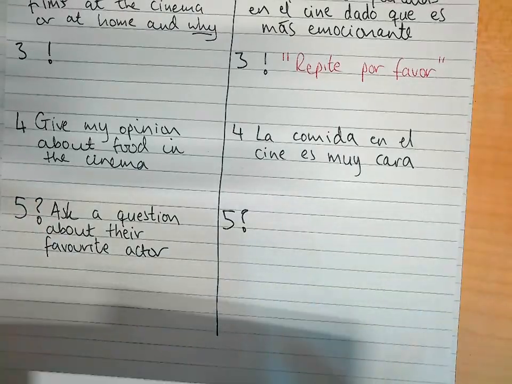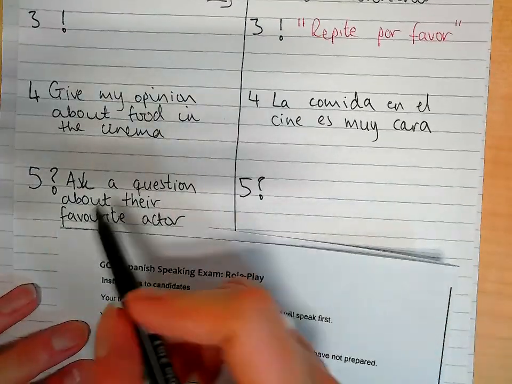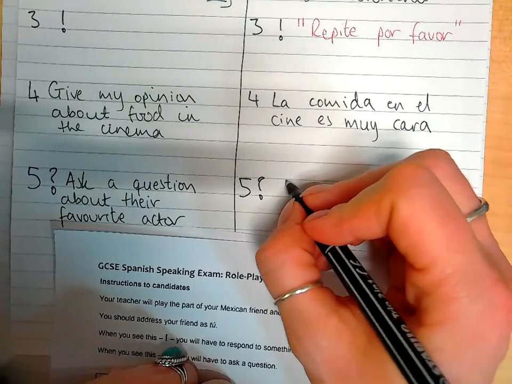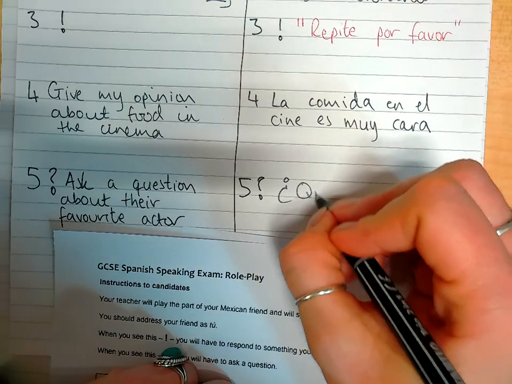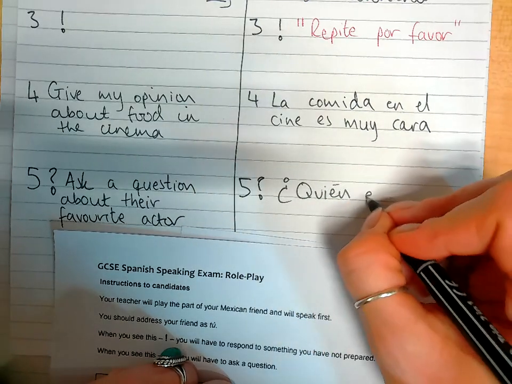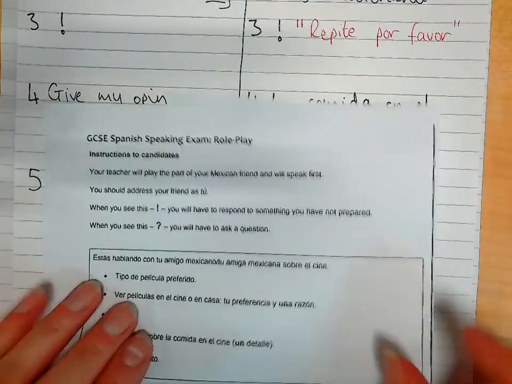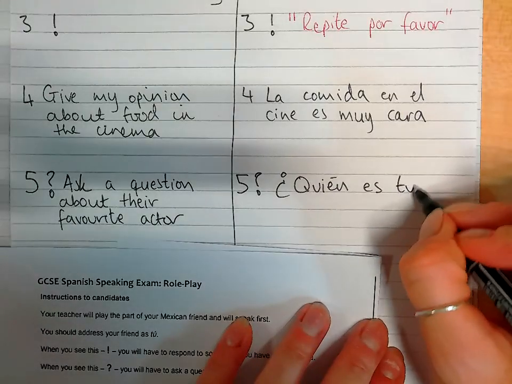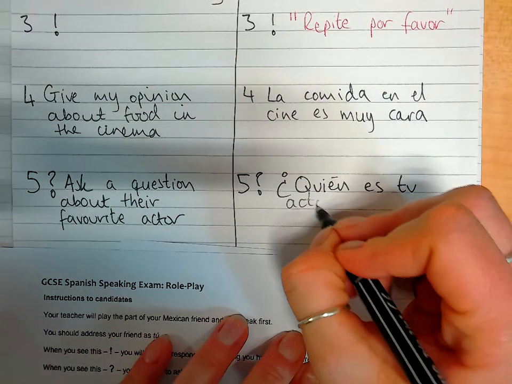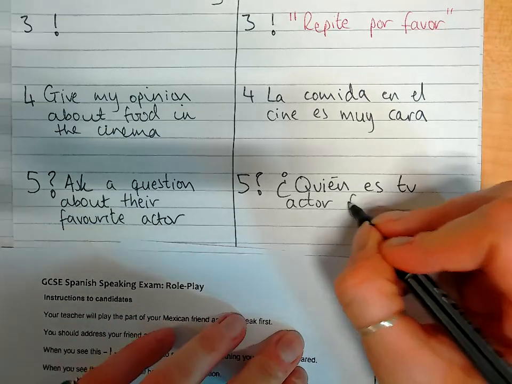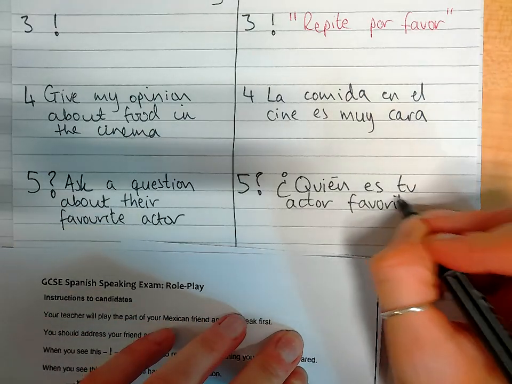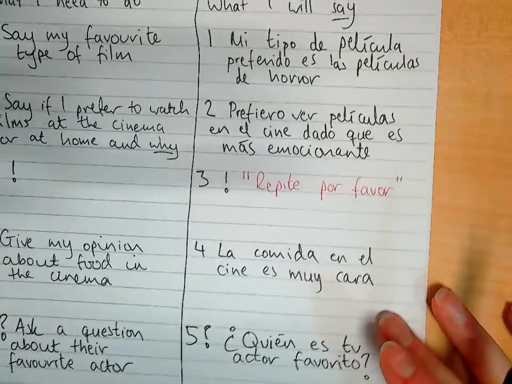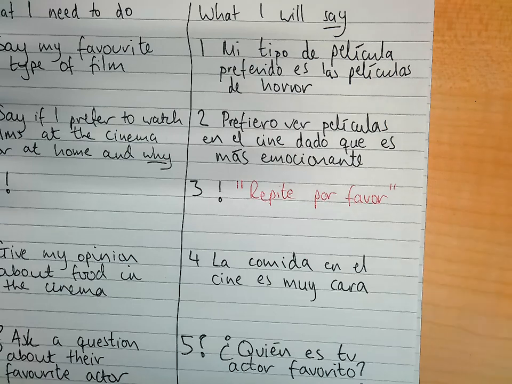Finally, I have to ask a question, and I have to make sure that my question is about their favourite actor. So I'm going to ask my examiner, who is their favourite actor? I'm going to start with my nice question word who, which is quién, es. I'm just going to check whether I need to use tú or usted. Here it's tú, actor favorito. And now this can act as my script that I can take into the exam and be really, really successful.